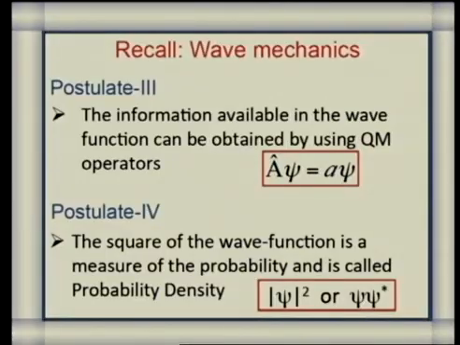And the fourth postulate gives some kind of significance or meaning to psi, because psi per se doesn't have physical significance, but the square of psi, that is psi square or psi into psi star, is a measure of the probability of finding the particle there. It's a measure of probability and it's referred to as probability density.